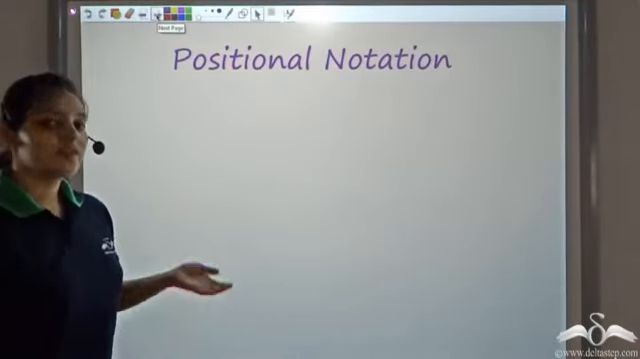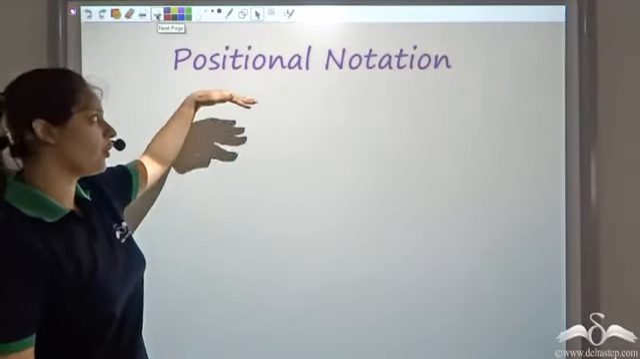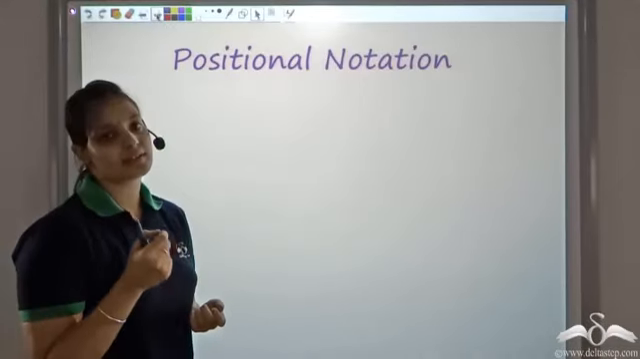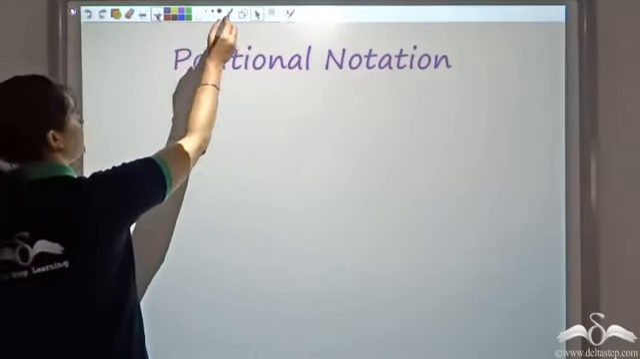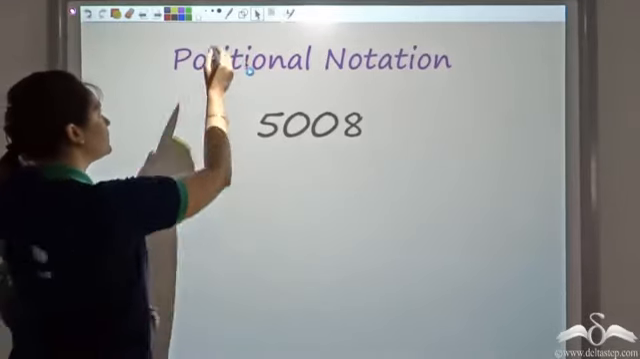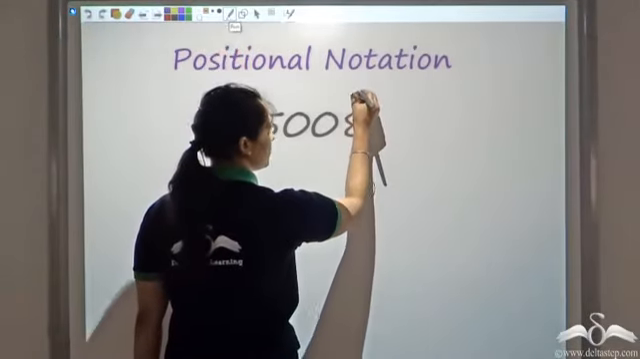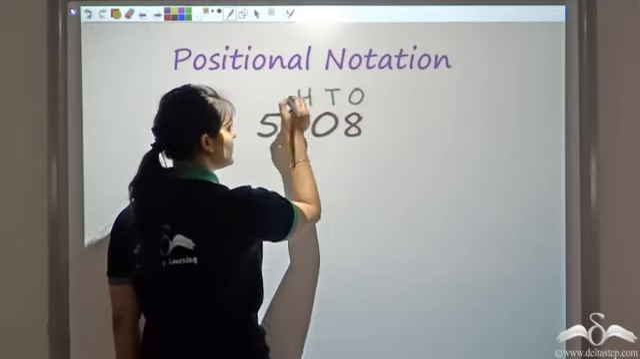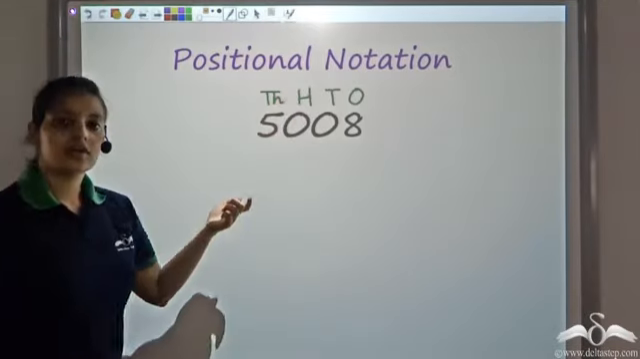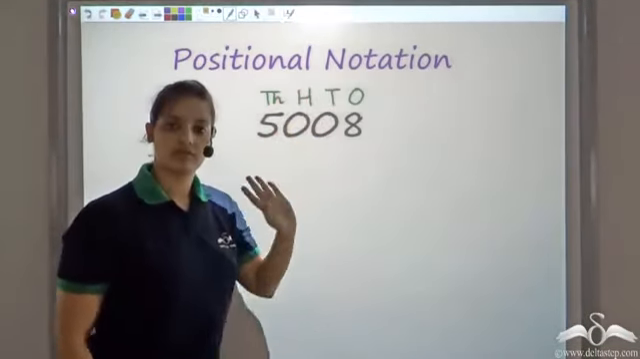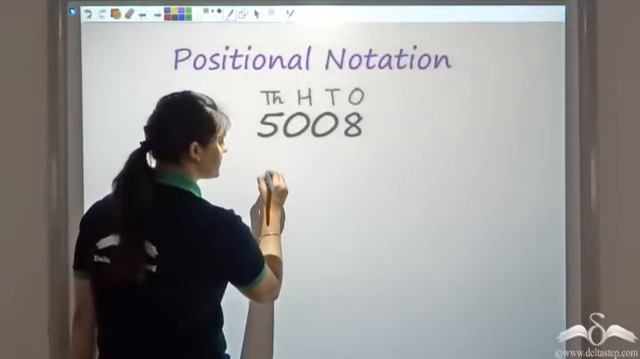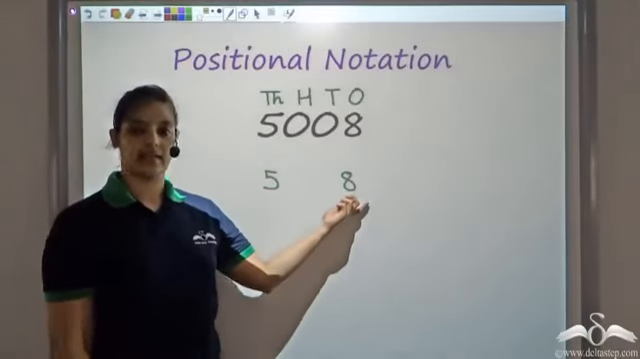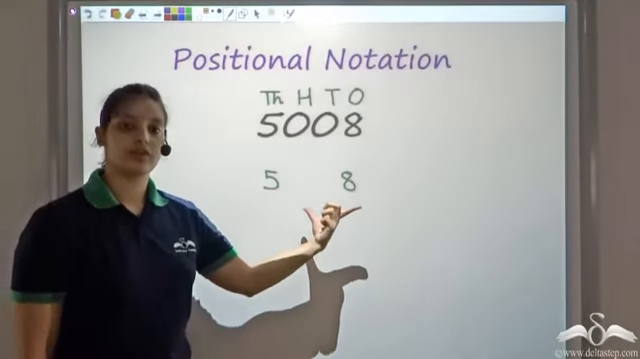Why? Let's see. We know that a modern number system follows the positional notation. Positional notation means that the position of the number is extremely important. Let us look at this number, 5008. We see that 8 here is at ones place, tens, hundreds, thousands. So let's say that there were no zeros, then I would represent this number simply as 5, some space and 8. That means 5008.